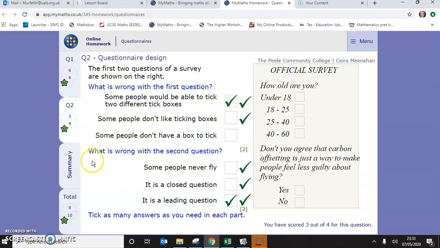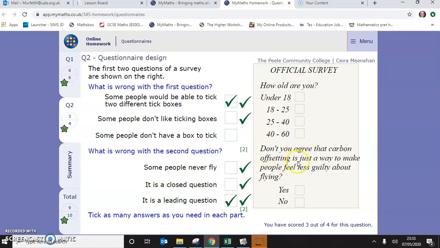Okay. Next, what is wrong with the second question? Some people never fly. If you don't fly, don't you agree that carbon offsetting is just a way to make people feel less guilty about flying? Could you argue that one would still not be able to be a correct answer? Because you still could have an opinion about carbon offsetting and making people feel guilty, even though you don't fly. But you could still answer the question.